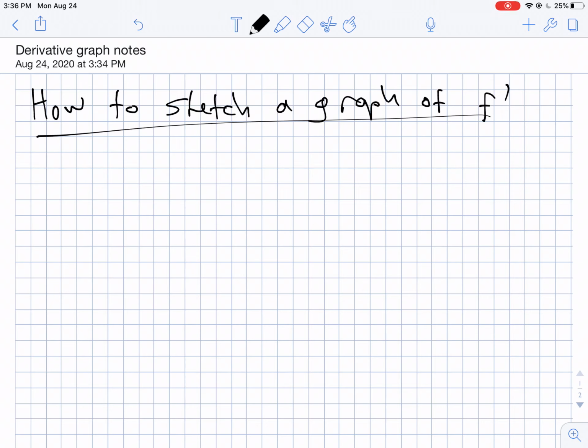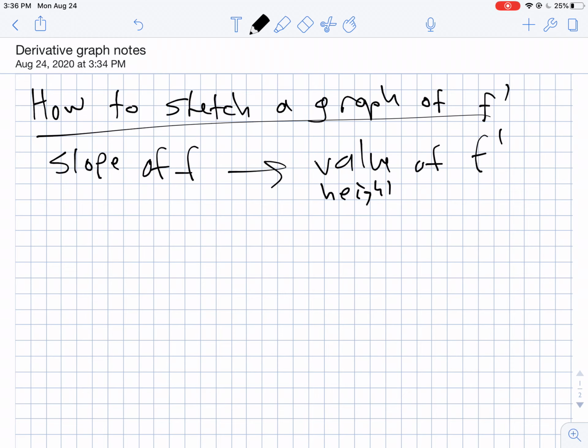This lesson today is how you can sketch a graph of the derivative of function f prime. So if you have a graph of f, how can you use that to draw a graph of f prime? Here's how we want to think about it. The slope of f, the slope of our original function, is the value of your f prime. So if you're thinking about a graph, the slope of your f graph is like the height of your f prime graph.